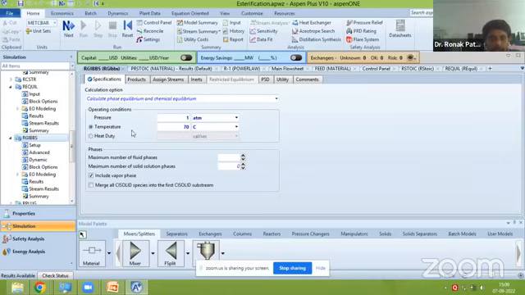Here I have not specified the heat duty. In your case, if you are using any kind of heating or cooling medium, you can also specify the heat duty.